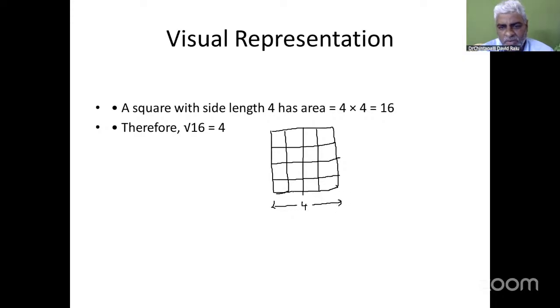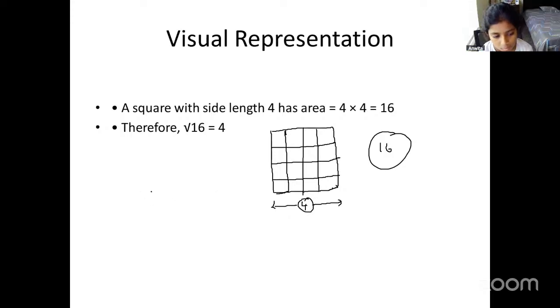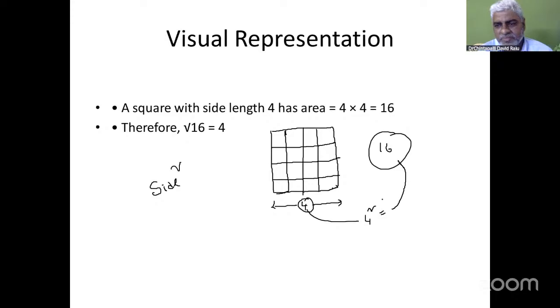1, 2, 3, 4, right? Each side is of length 4 units. Now count the number of checks: 1, 2, 3, 4, 5, 6, 7, 8, 9, 10, 11, 12, 13, 14, 15, 16, right? Totally, how many inner squares are there? 16, because its side is 4 units. So the formula to find the area of a square is side square. Here the side is 4, and 4 square is equal to 16.